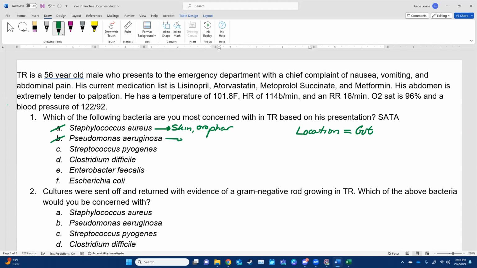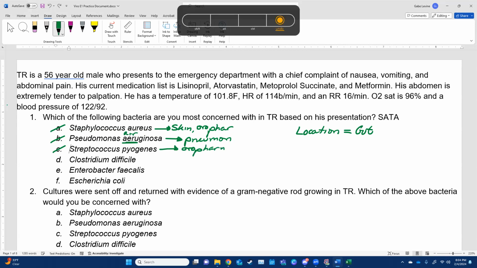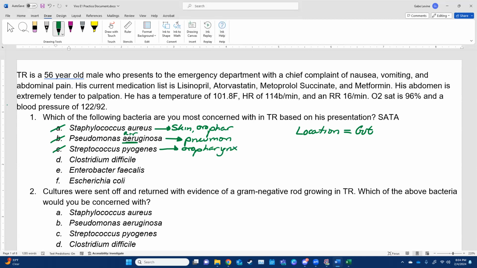Pseudomonas. When you think Pseudomonas, I want you to think pneumonia. Aeruginosa, air. So think lung. Streptococcus as well, right? A lot of this is oropharynx. That sort of stuff. What about C. diff? Do we cross off C. diff? Could be C. diff. Yep. Because this is in the gut.